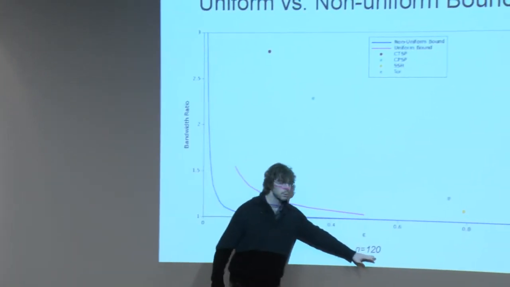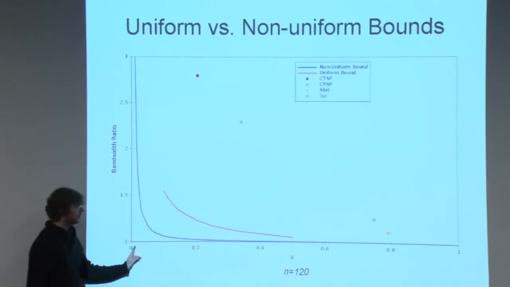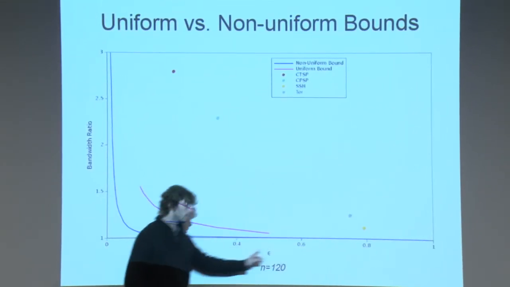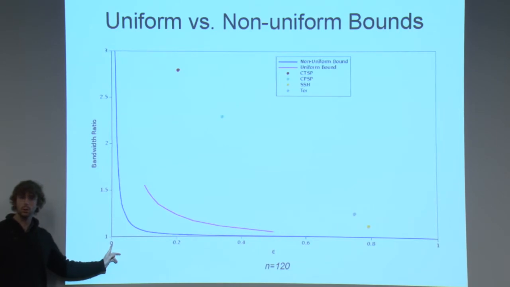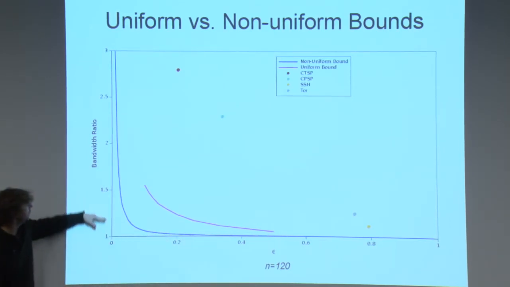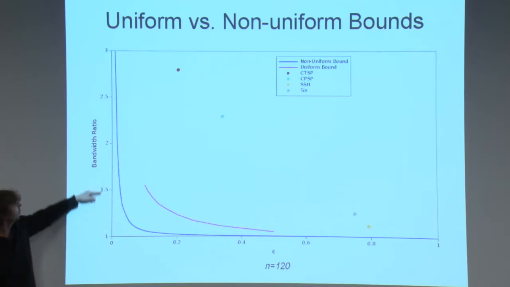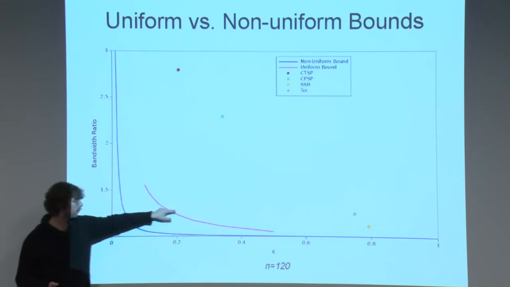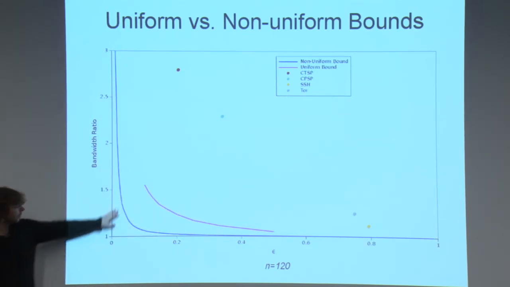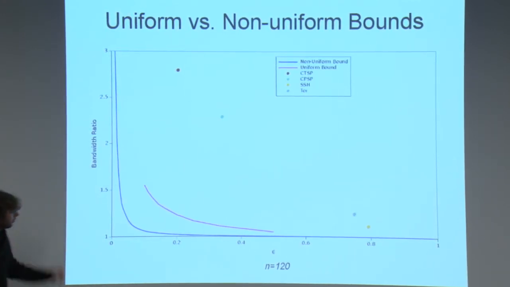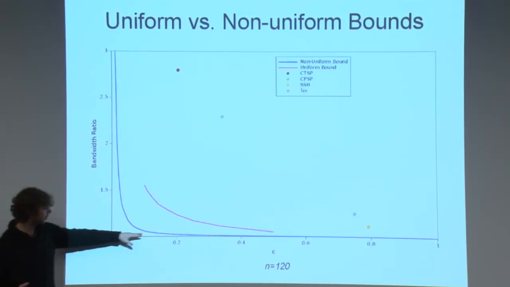This is for a set of 120 websites. This is the security parameter. So a lower number means a lower attacker success rate. So this is more secure, that's less secure. This is the bandwidth overhead. So one means no bandwidth overhead. You just transmit exactly the same amount of data as the website. 1.5 means you're transmitting 1.5 times as much data. This is the lower bound you can get for uniform security. This is the lower bound you can get for non-uniform security. So it's a start. Unfortunately, the bound is pretty low.